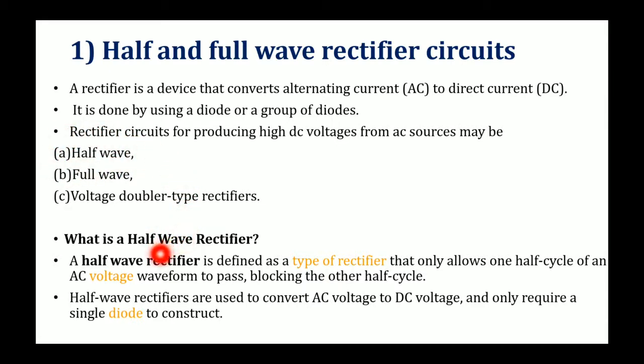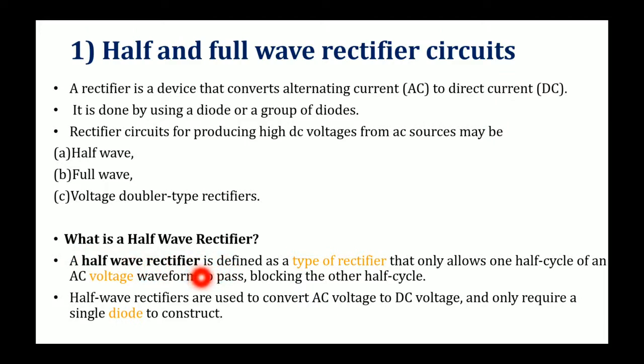See here, the half wave rectifier circuit is also a type of rectifier. Half, as the name itself tells, means it allows only one half cycle of an AC voltage to pass through it, and it blocks the other half cycle. Either it allows only the positive half cycle or the negative half cycle. That is why it is called a half wave rectifier circuit.